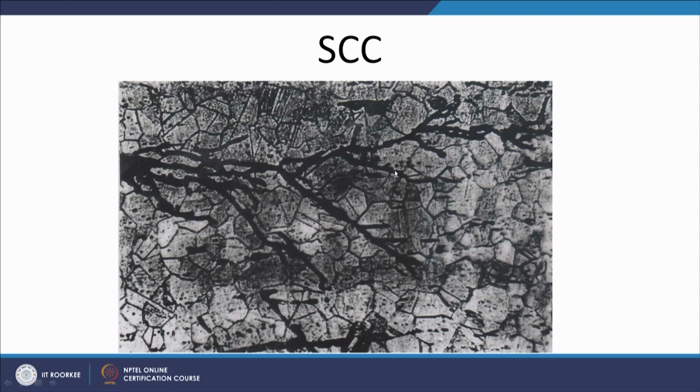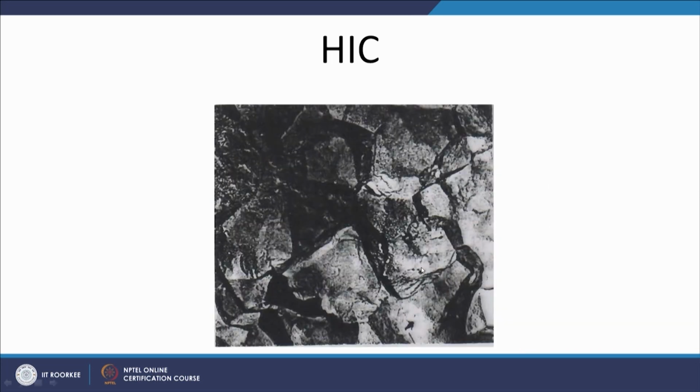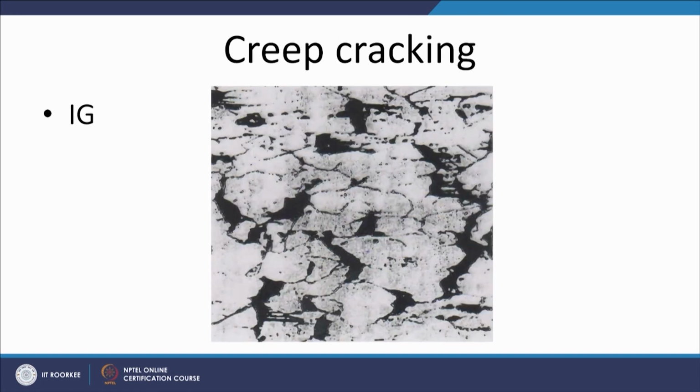In high strength steels, hydrogen embrittlement and hydrogen induced cracking, the fracture due to hydrogen induced cracking is also intragranular. Here is an example where the separation of the grains is occurring under the pressure of the hydrogen during hydrogen induced cracking. So this is basically intragranular growth of the crack.